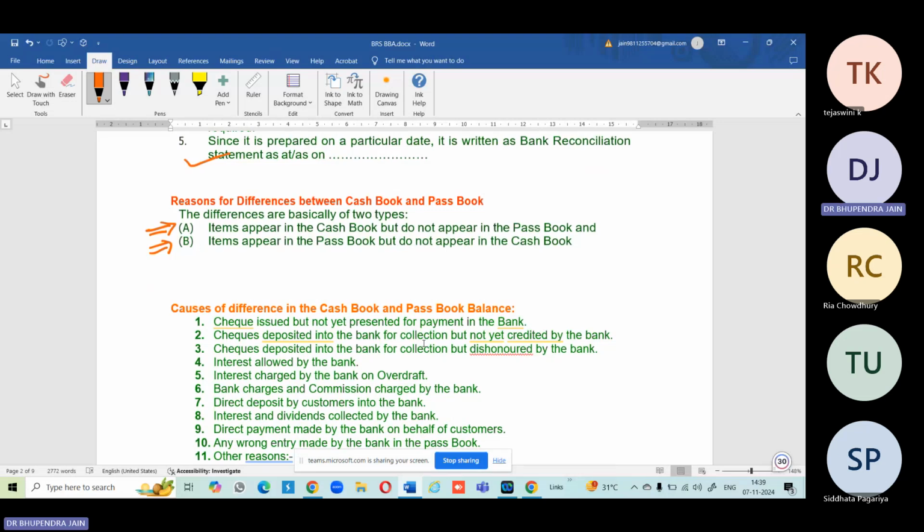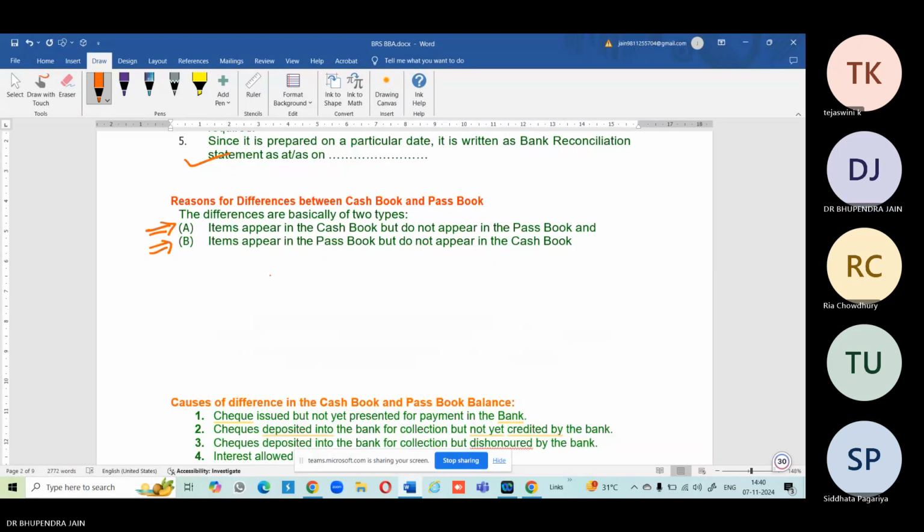Item appears in the cash book but does not appear in the passbook. Suppose you have entered any transaction in your bank book, in your cash book, but such entry is not entered in the bank or in the passbook. In that situation, there is a chance of a difference. Number second, item appears in the passbook but does not appear in the cash book. How are both types of transaction possible?